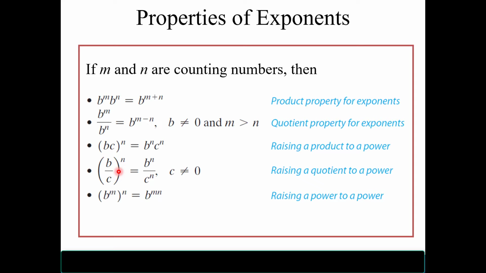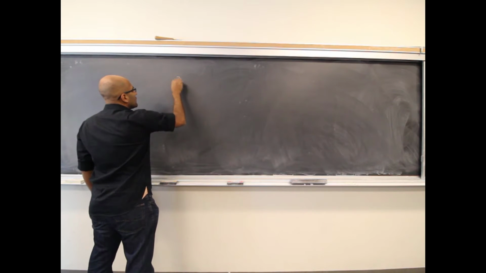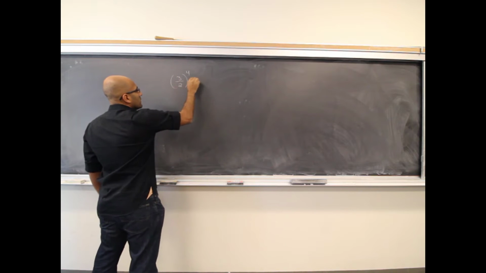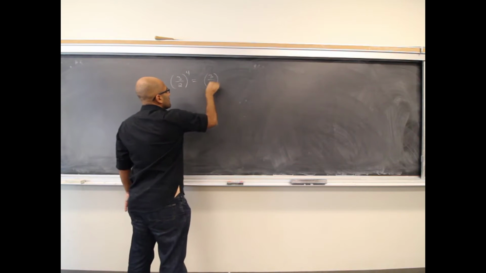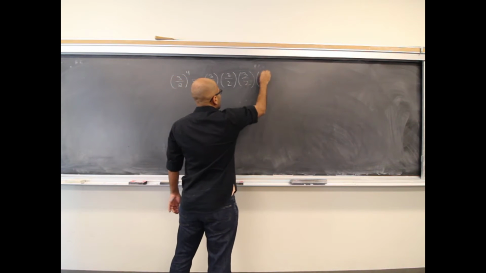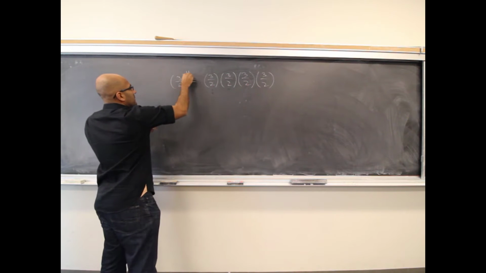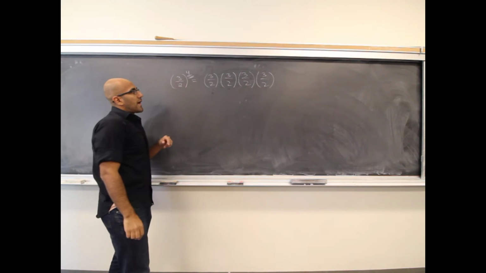We have a division of some kind, b over c, raised to the power of n. And so there's a distribution of exponents once again, just very, very similar to the one before. So for instance, if I have 3 over 2 raised to the power of 4, this is 3 over 2 times 3 over 2 times 3 over 2 times 3 over 2. 1, 2, 3, 4 times. That's what this guy up here tells me. It's got to be 4 copies of it.